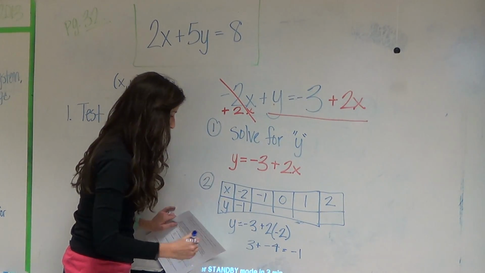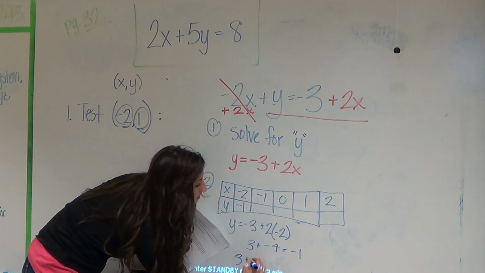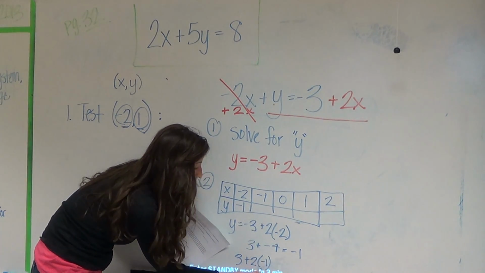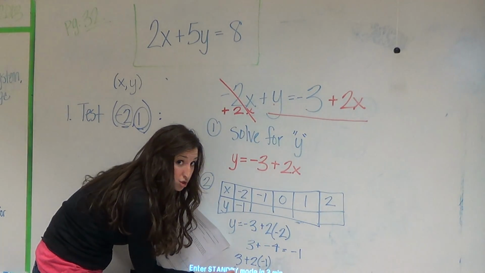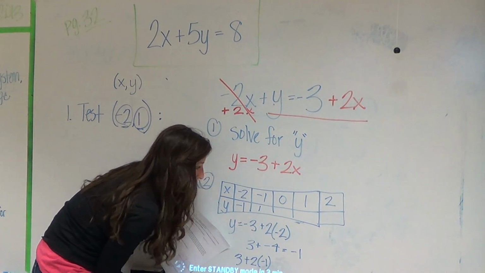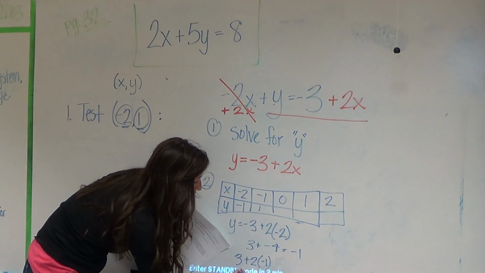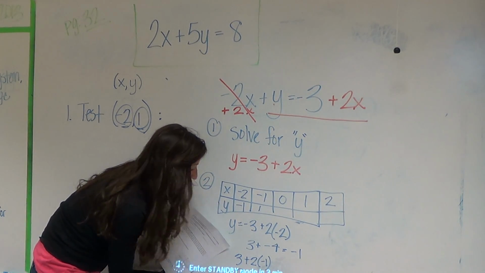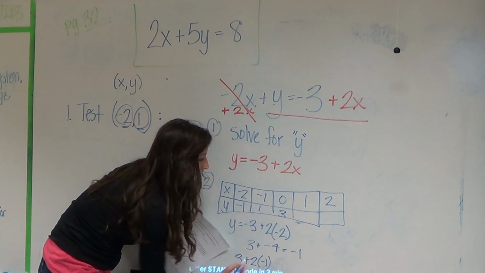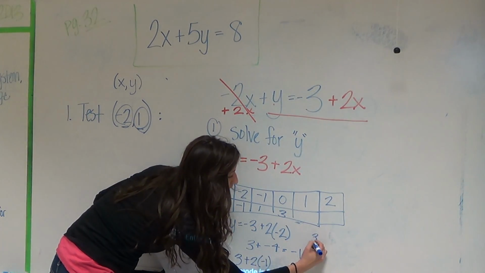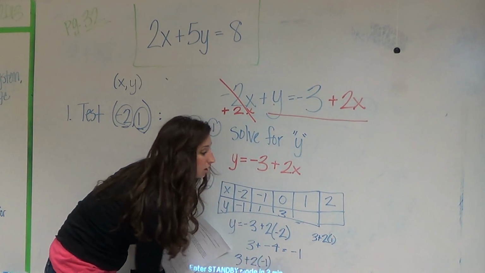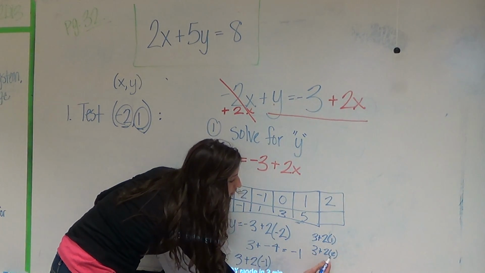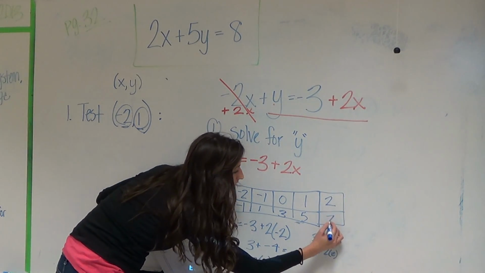We're going to do the same thing for all of these points. Super easy, we're going to go faster. So we have 3 plus 2 times negative 1. 2 times negative 1 is negative 2. Negative 2 plus 3 is just 3 minus 2, which is 1. Then 0. 3 plus 2 times 0. 2 times 0 is 0. I'm left with 3. Then 3 plus 2 times 1 is 5. And finally 3 plus 2 times 2, 4, plus 3 is 7.